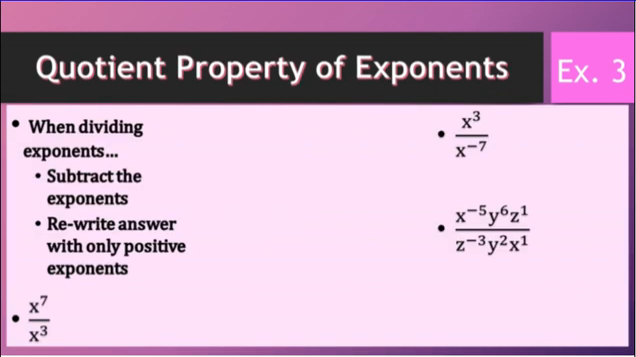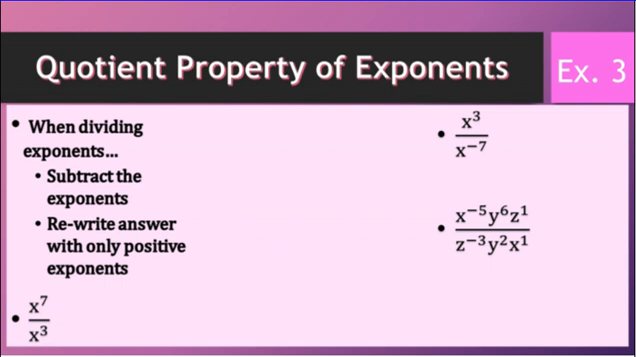The quotient property of exponents. Just like when we went through the multiplication property of exponents, when you multiplied like bases, you added the exponents. Well, when you divide bases, you subtract the exponents. And when we do this, we gotta make sure that our answer only has positive exponents.